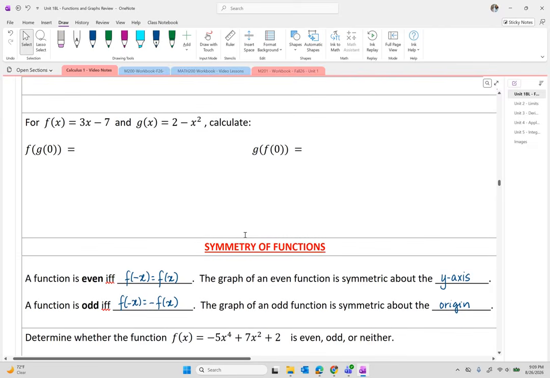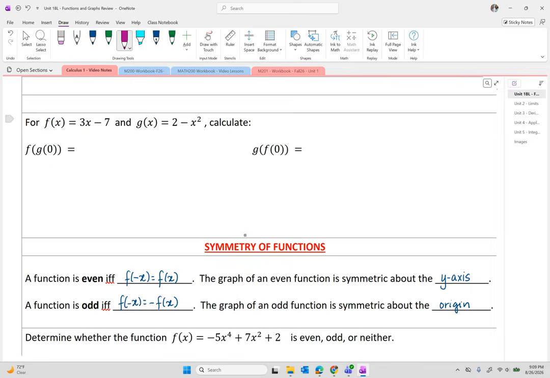We can calculate the composition of functions at a value. So f of g of 0 will be f of, and the g of 0 is 2 minus 0. 2 minus 0 is 2. They're asking us to calculate f of 2, and f of 2 will be 3 times 2 minus 7. So the answer will be that f of g of 0 equals negative 1.